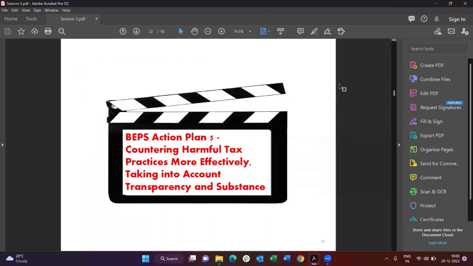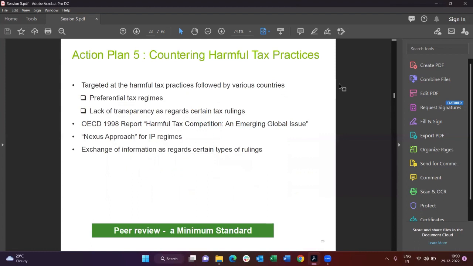So next is Action Plan 5. Action Plan 5 talks about two parts. First one is countering harmful tax practices, and the second one is making information exchange into transparency and substance. So it involves exchange of information between the countries. While all these action plans were talking about the MNEs, this action plan took into account the countries.